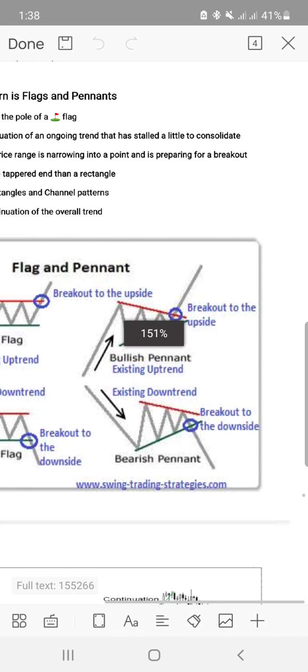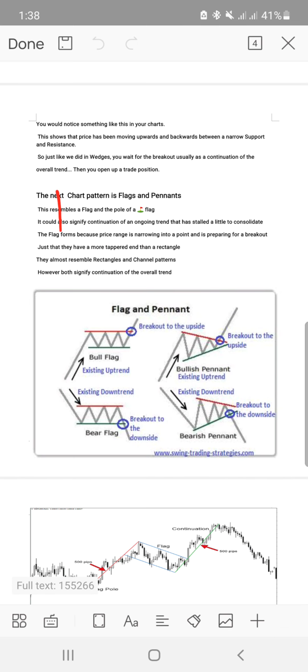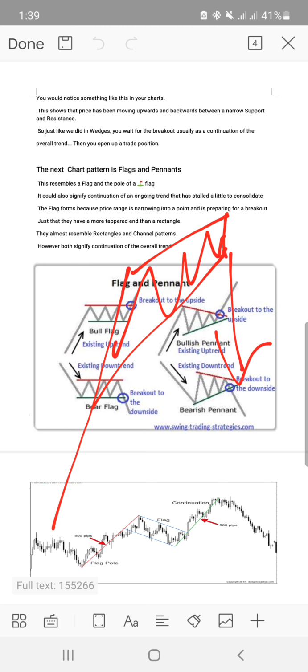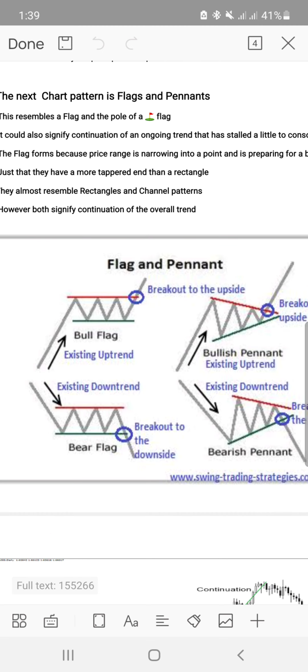Wait, I'm not doing this correctly. For falling wedges, the market goes down, forms the wedge, and price goes up. Then for rising wedges, price goes up, forms the rising wedge, and reverses. But in the case of flags and pennants, look at this.